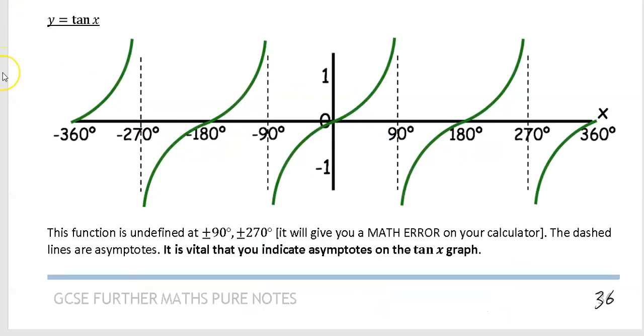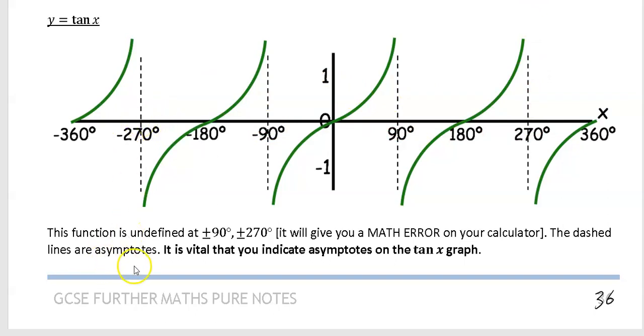Okay, the next one is the tan graph. Now, it takes a wee bit more learning, I think, for you to be able to draw this well. If you test it on your calculator every 90 degrees, tan of 0 is absolutely fine, you'll get 0. But if you hit tan of 90, it comes up as a maths error. The reason for this is tan is undefined at 90. It doesn't actually exist. You can't have tan of 90. And every 180 degrees, the same thing happens. So tan of 270 doesn't exist. Likewise, going back the other way, tan of minus 90 doesn't exist, and neither does tan of minus 270.